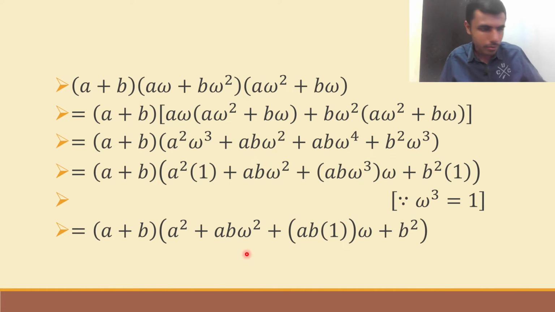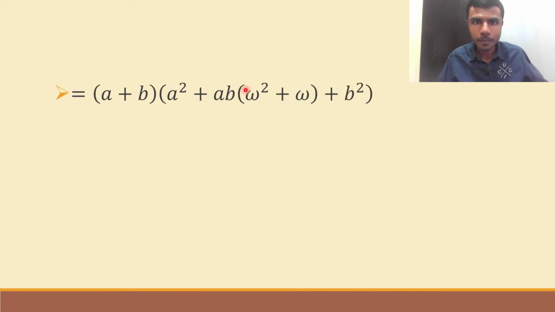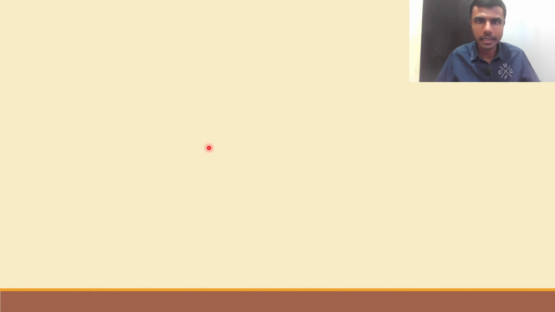Now in my next step, this is what I have: a square plus ab omega square plus ab omega plus b square. Now in these two terms, I can take ab common. If I do that, I'll get ab into omega square plus omega. Here omega square is there, here omega. Once I take ab common, this is what I get.